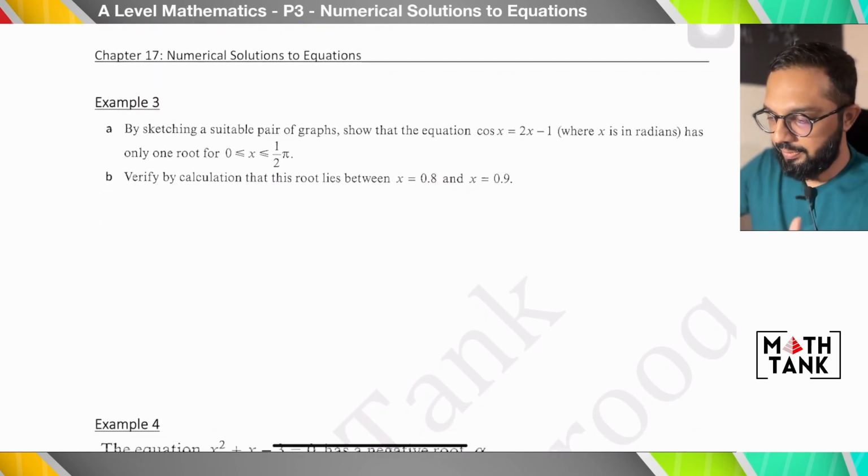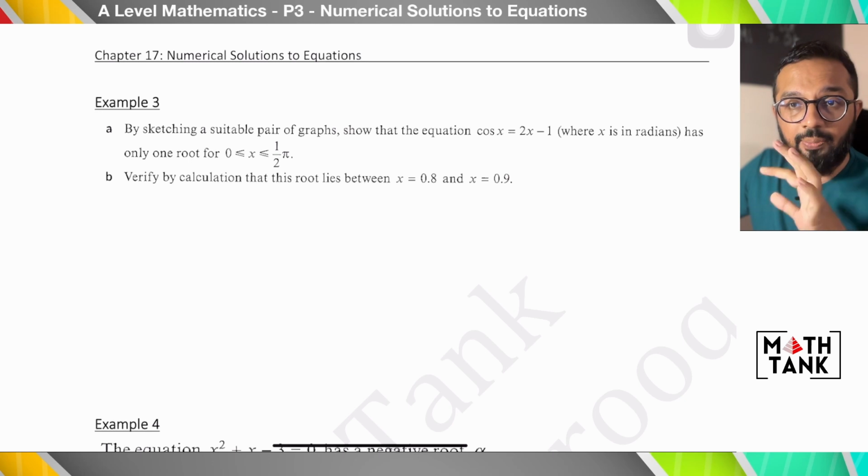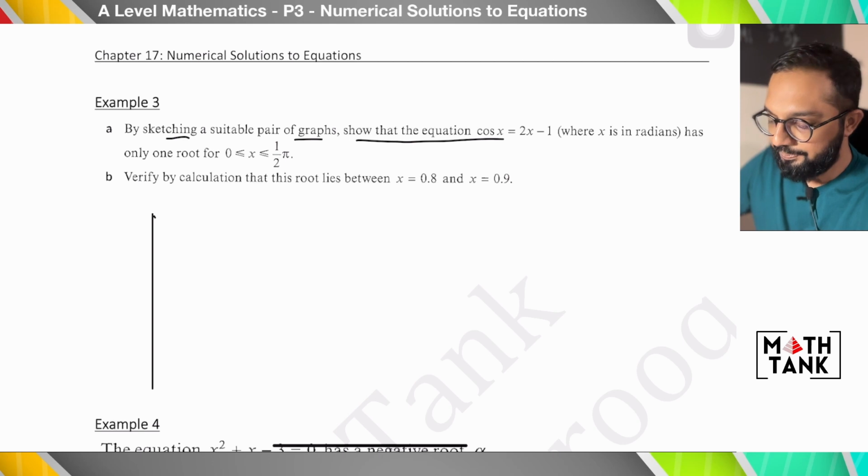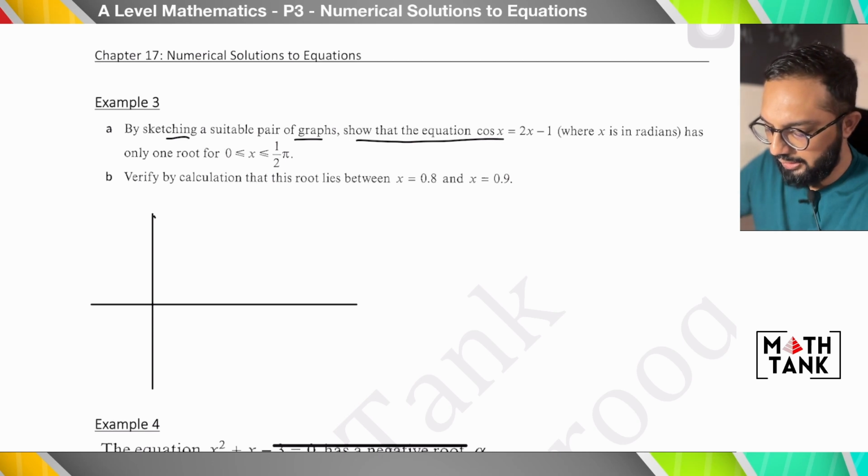Moving on to the next question. Now, this has something to do with both graphs now. So it's saying by sketching a suitable pair of graphs, show that the equation cos x equals 2x minus 1. Now, I know how to draw cos x, and I'm just asking you for the graph between 0 and pi over 2. So I'm just going to mark pi over 2, and I'm going to say that this is 1.